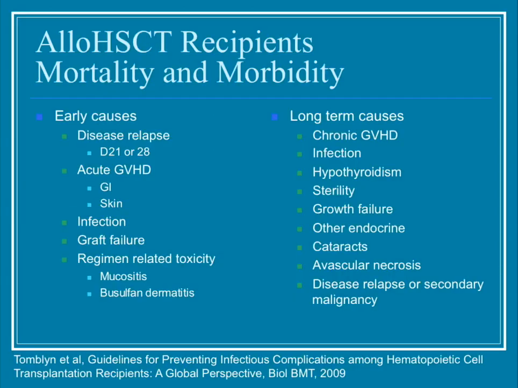So, allogeneic recipients, mortality and morbidity: there are early causes and late causes, and you can see there's a variety of different issues, whether it's disease relapse, which honestly, if you have early relapse, is very bad. Acute or hyperacute GVHD, for example, GI having diarrhea of 6 liters is not sustainable. Having your skin slough off, like with Nikolsky sign, is also not sustainable. Regimen toxicities, in terms of long-term causes, multiple issues, but more importantly, the point is to show that infection is on both of these lists.